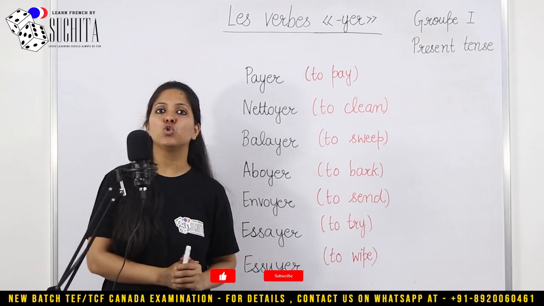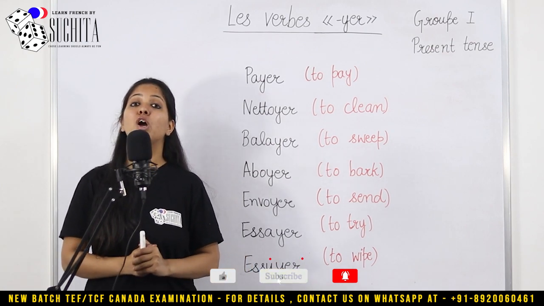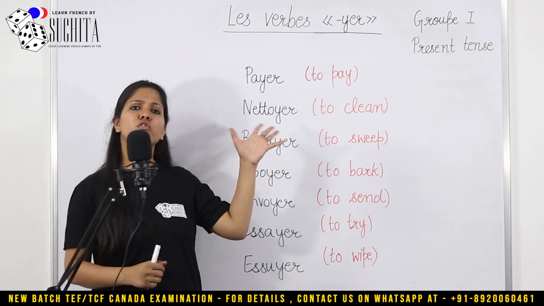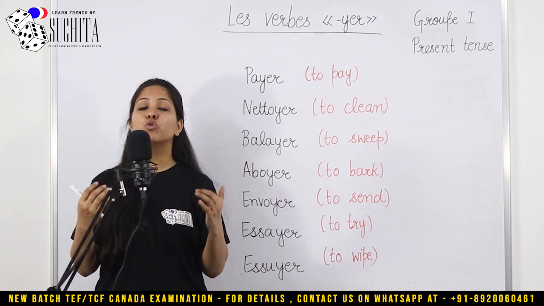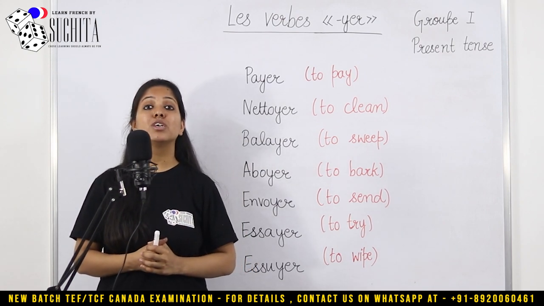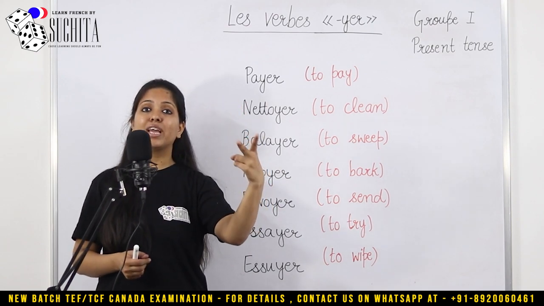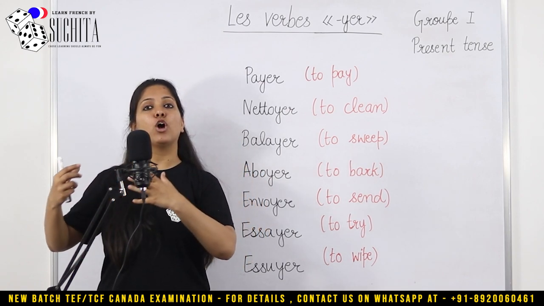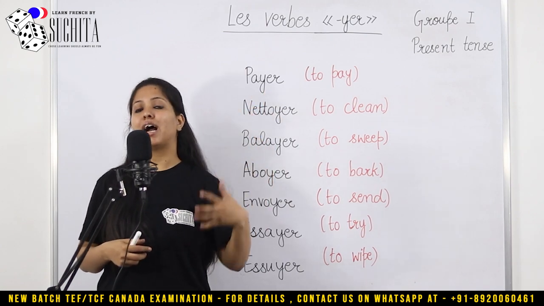So without any further ado, let's get into the video, and in this video we are going to learn the conjugation of YER verbs in present tense. Before we begin, I'll again give you a brief recapitulation of how many groups we have in French for verbs. You have three groups of verbs in French. The first one, regular ER verbs, group 2, regular IR verbs, group 3, regular RE verbs, and all the major irregular verbs.